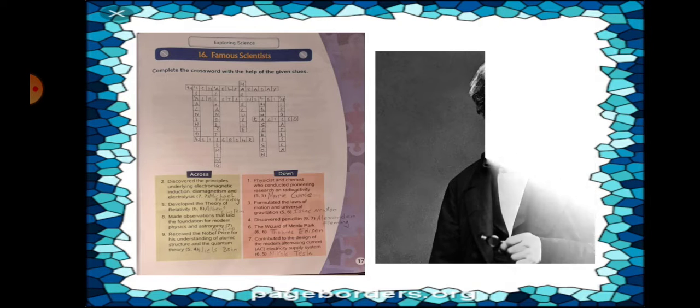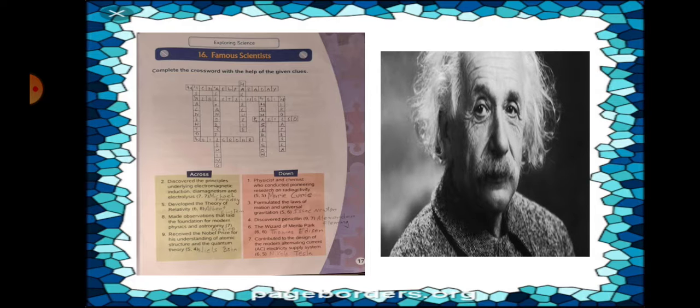Next, number 5, developed the theory of relativity. So number 5, and here you can see the picture of Albert Einstein.